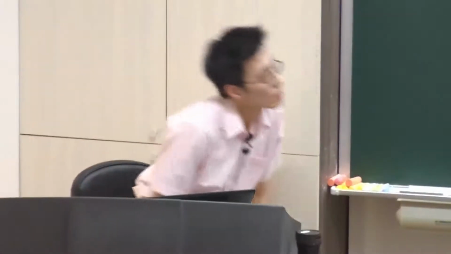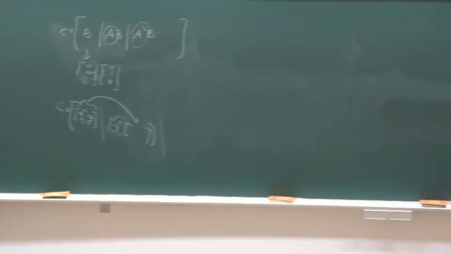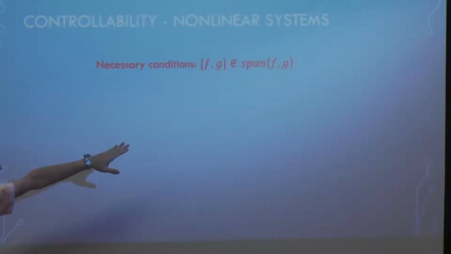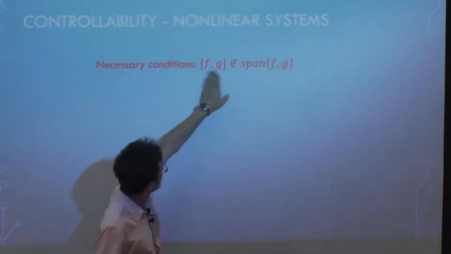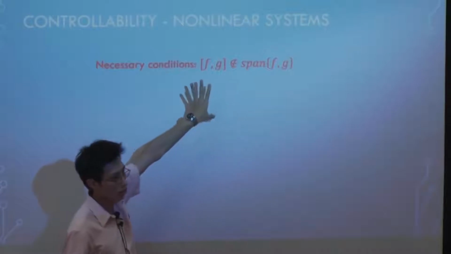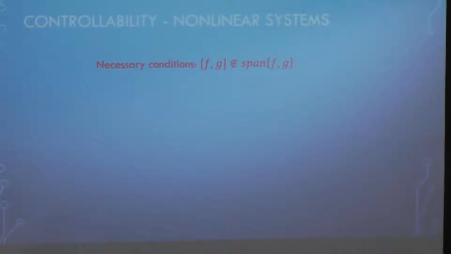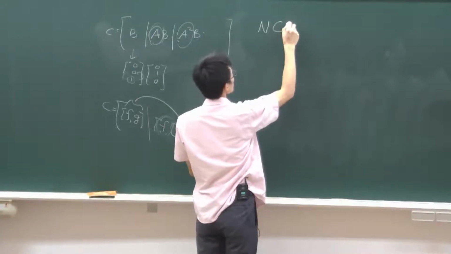And what does this mean? This condition is a necessary condition for controllability of nonlinear systems. So if this doesn't hold, the nonlinear system will not be controllable. It's kind of hard to imagine, but I'll give you an example. Necessary condition, okay?